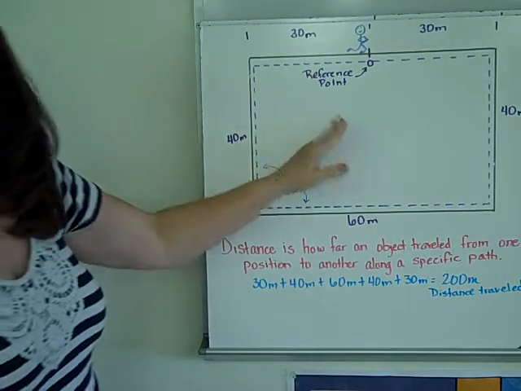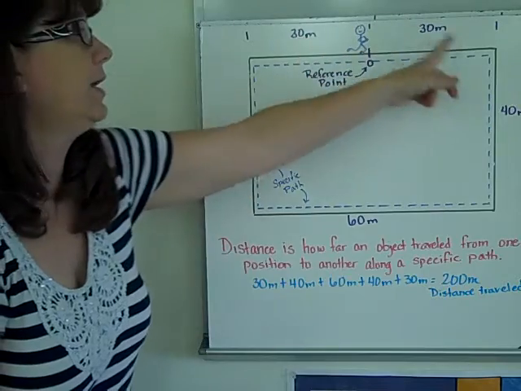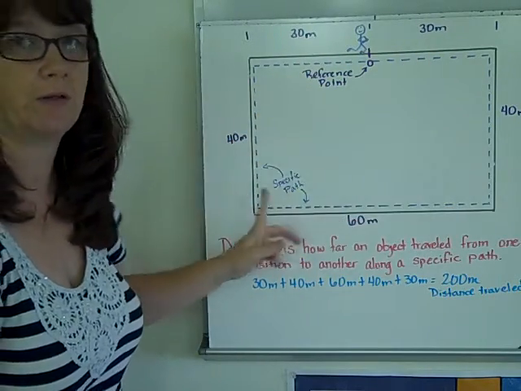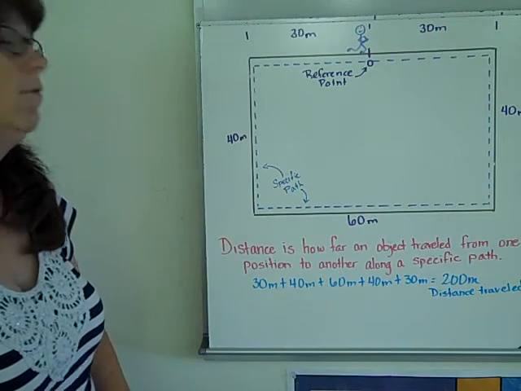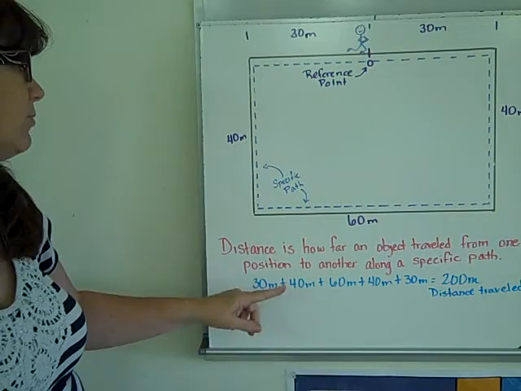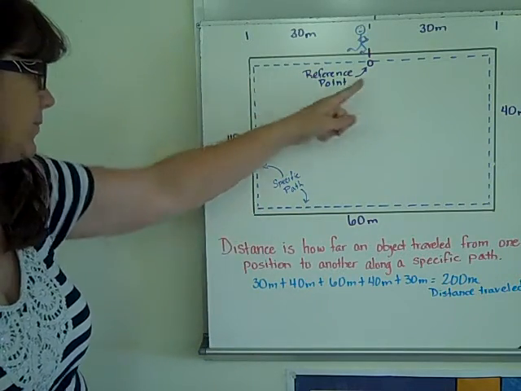So we have our same picture. Our individual, our reference point of 0. We have our same dimensions for our block, and we have the specific path that the individual has taken. Remember that we talked about distance, and that distance is how far an object traveled from one position to another along our specific path. Okay?